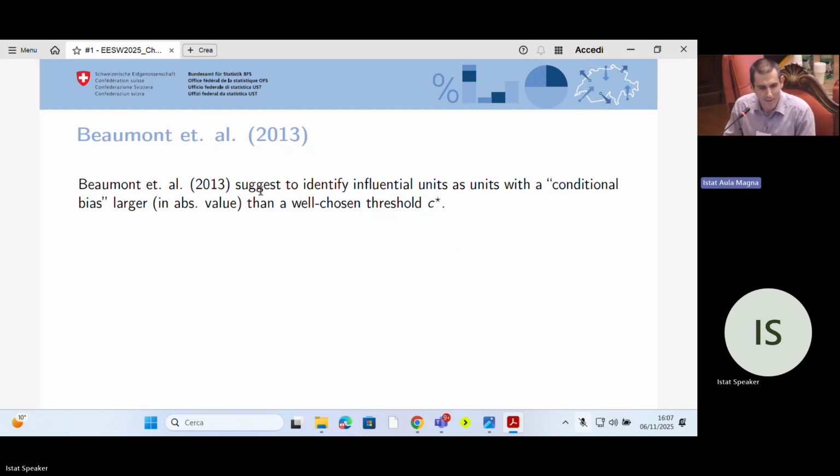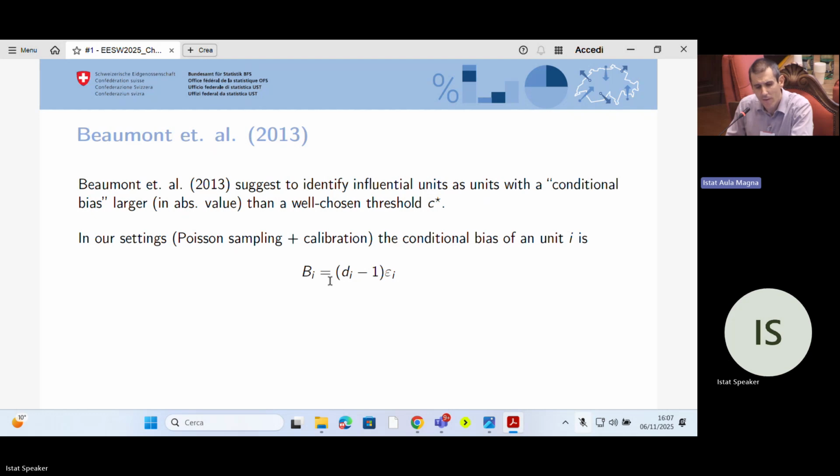So there is an article from Jean-François Beaumont from Statistics Canada. He suggests to identify the units using the notion of conditional bias. And he defines what the conditional bias is. And he says, well, we could downweight the units which have a conditional bias larger than a threshold, which he calls C star. And the conditional bias in our case, it's this quantity.